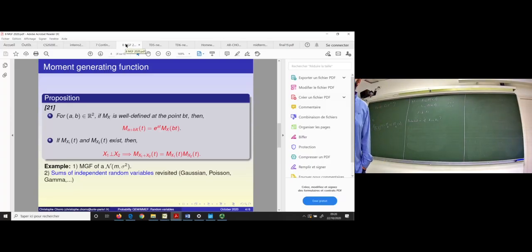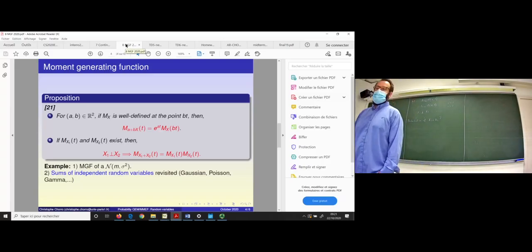Okay. Yeah, so just be careful. Little remark: you have some condition on t in order to be able to write this.